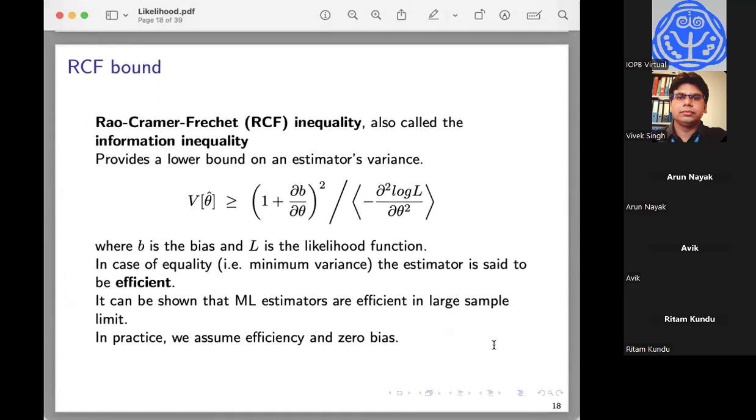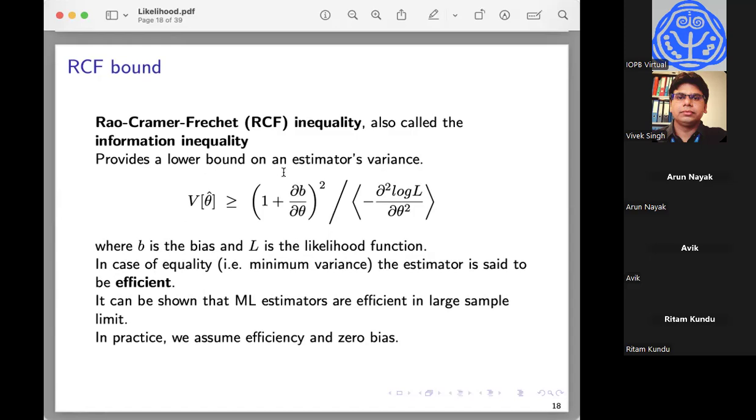The third method basically comes from an inequality. This is called the Rao-Cramer-Frechet inequality, which is also called the information inequality. It provides a lower bound on an estimator's variance.